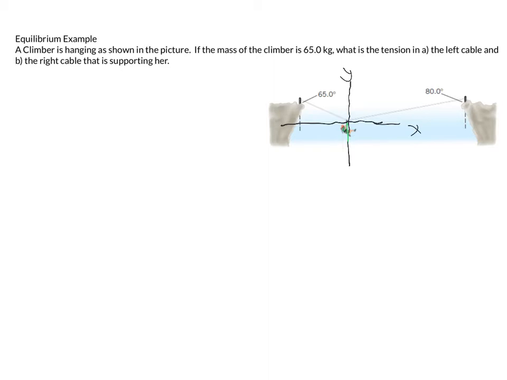So we have a weight force going straight down, so mass times gravity going straight down. I'm going to do that in green. We're going to have some initial tension along this rope, which I'll call T1, and some second tension along this rope, which we can call T2.